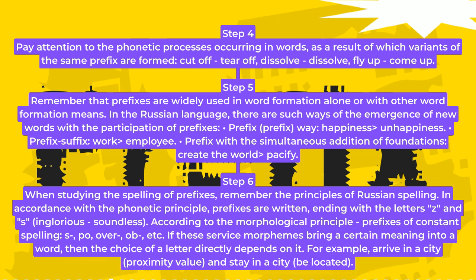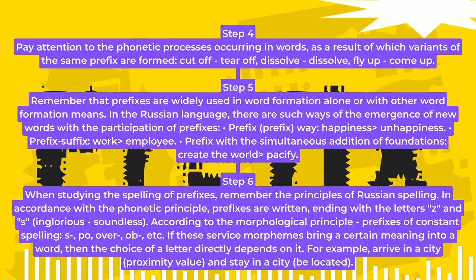Step 6. When studying the spelling of prefixes, remember the principles of Russian spelling. In accordance with the phonetic principle, prefixes are written ending with the letters Z and S: inglorious, soundless. According to the morphological principle, prefixes of constant spelling, S dash, P, over dash, OB dash, etc.